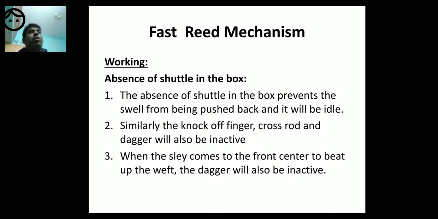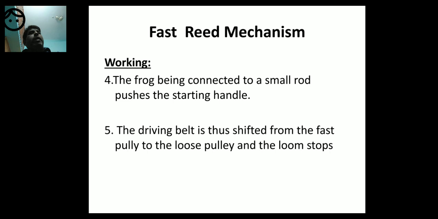The absence of shuttle in the box prevents the swell from being pushed back and it will be idle. So when there is no shuttle or when there is shuttle trap, the swell will be idle. Similarly, the knockoff finger, cross rod and dagger will also be inactive. When the sley comes to the front center to beat the weft, the dagger will be inactive.